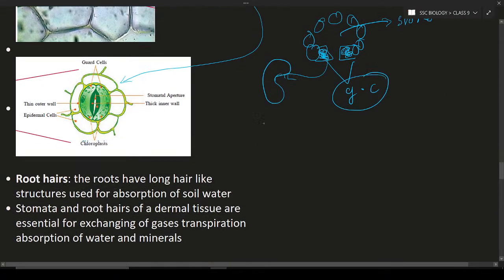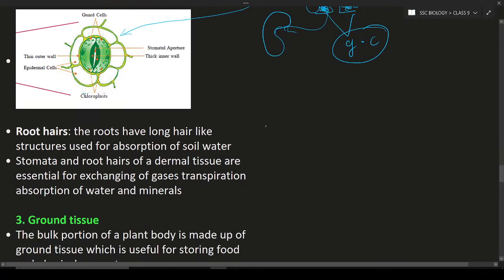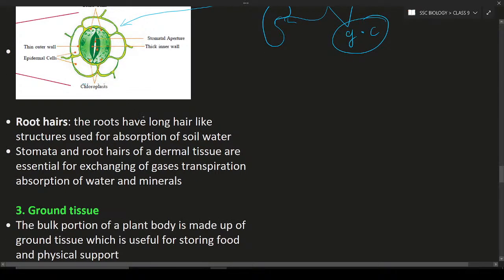Okay, so next are the root hairs. Root hairs are long hair-like structures. Let us consider this is a plant, and this is the ground. The plant has roots, and these are the roots and branches. Here, if you see small fine hair-like structures, they are known as root hairs.